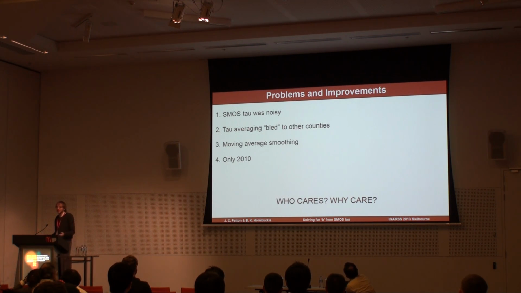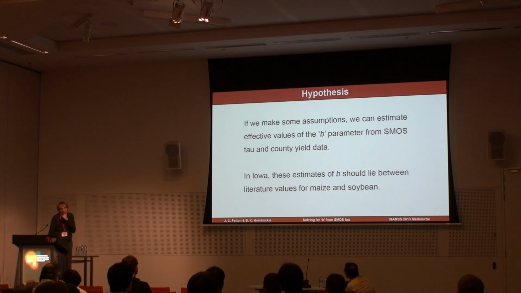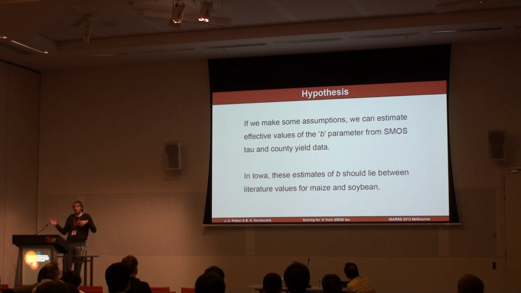But so what? I'm not just going to be up here reinventing the wheel again. Why am I even up here? So doing all these improvements, we played around with some other variables, and actually decided that we might be able to calculate that B parameter that I mentioned before by looking at these relationships between tau and crop yields.